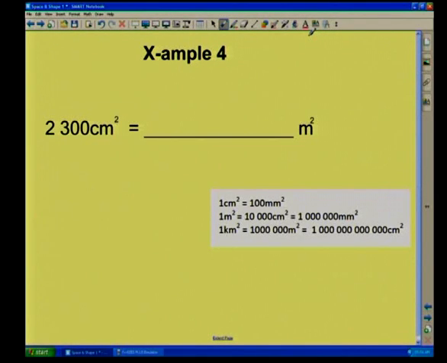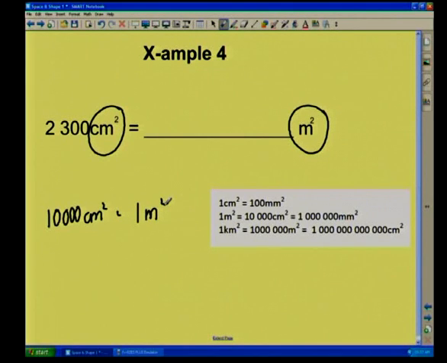Right, let's look at example 4. This time we're going from centimeters squared to meters squared. So again, I'm going to write down the information that we know. So we know that 10,000 centimeters squared is equal to 1 meter squared, which means that I have divided my answer by 10,000. And I'm going to do exactly the same to this. I'm going to take my 22,300, should I say, and divide it by 10,000.